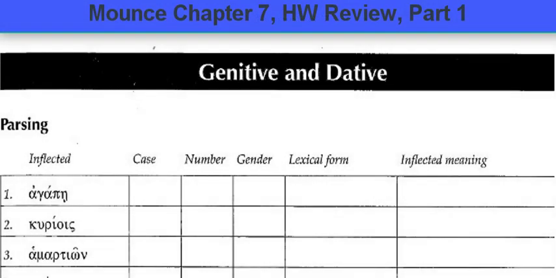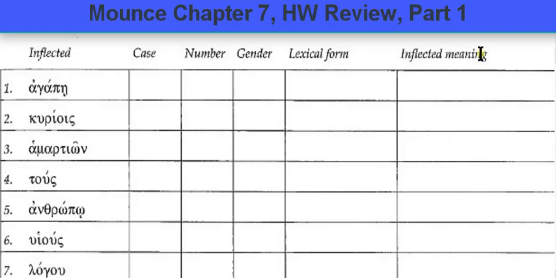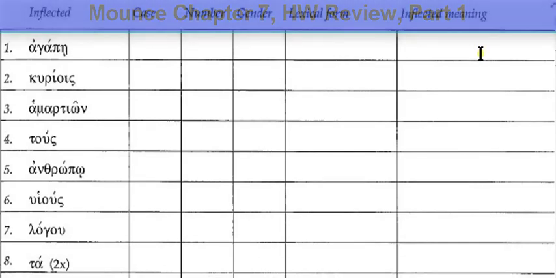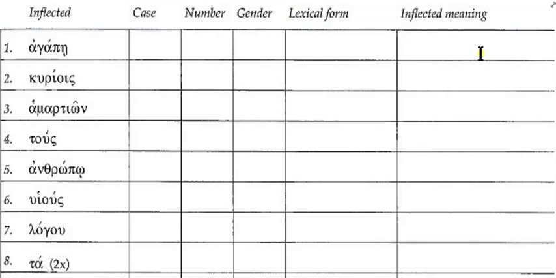Okay, so this is the Chapter 7 homework for Mounce. Are there any questions on the parsing? Let's start with that. Want me to work through any examples? Clarify anything for you? Number 2.